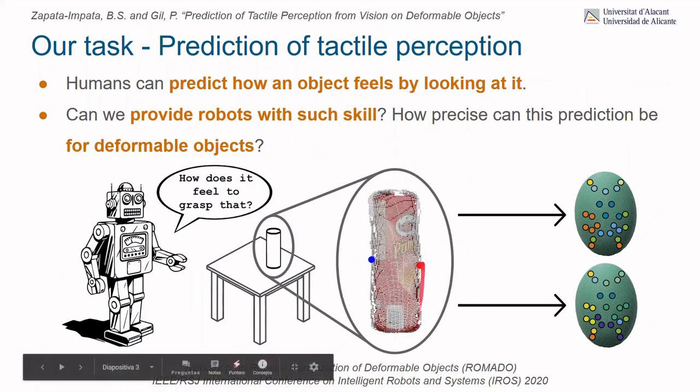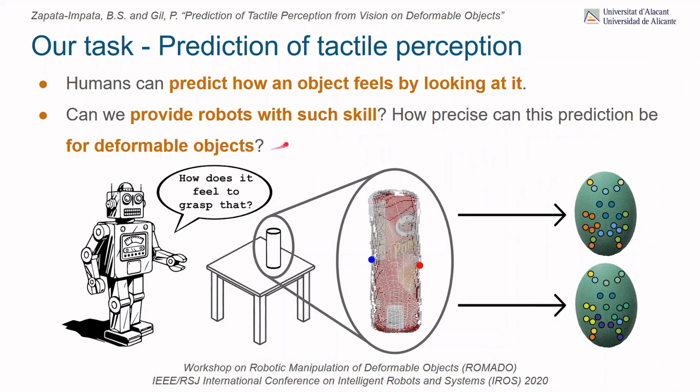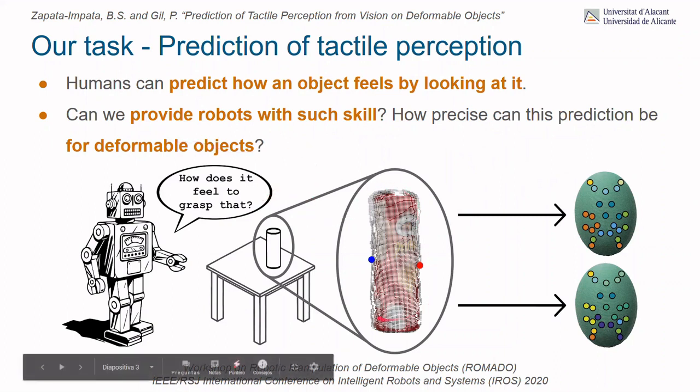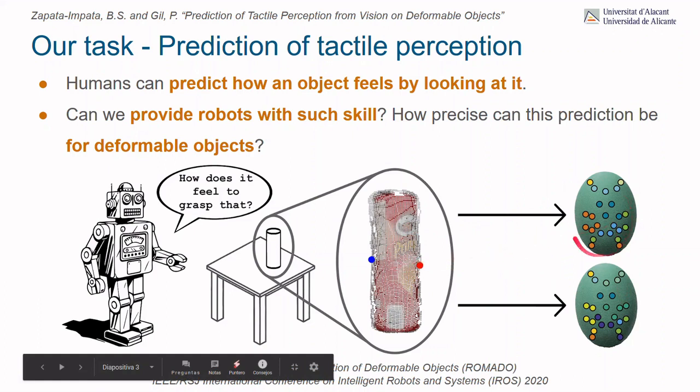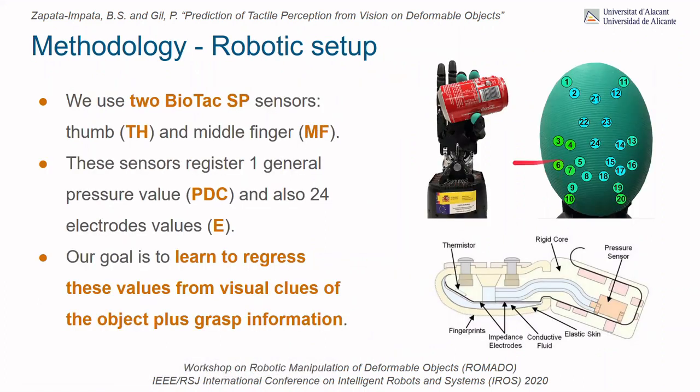If we look at this bottle here, we know how it feels if we grasp it, we know how it reacts to our touch. Can we provide robots with such a skill, and how precise can we be for deformable objects? Like in this case, we want the robot to know how it feels if it grasps this object at this point, so that is, we want to know how the two tactile sensors in its fingers are going to behave. For this task, we are using two BioTac SP sensors, one in the thumb and another one in the middle finger of a Shadow Hand.